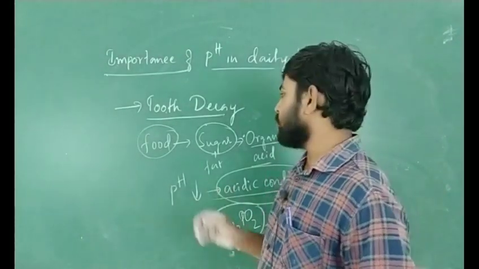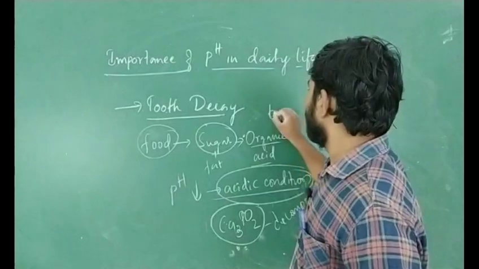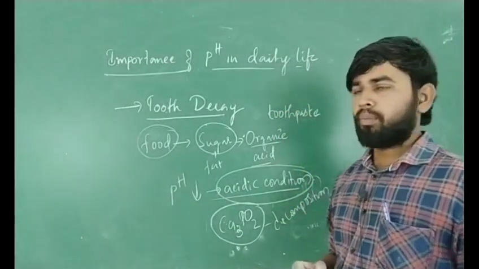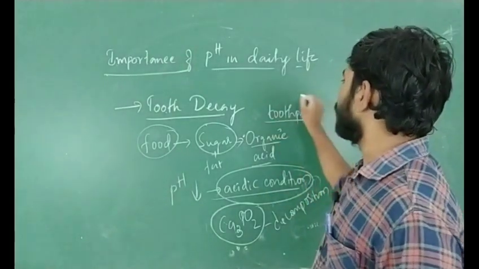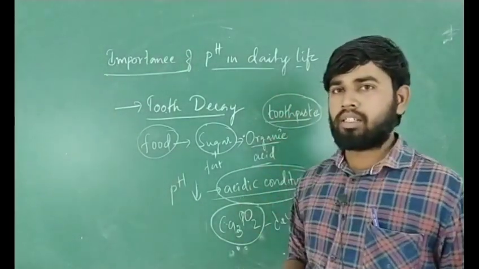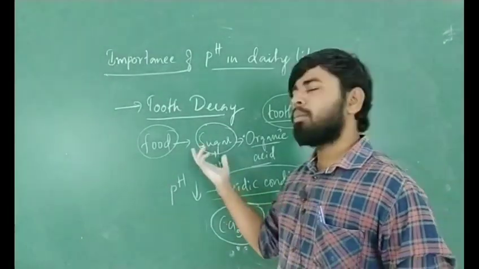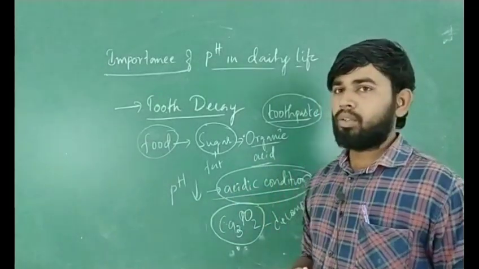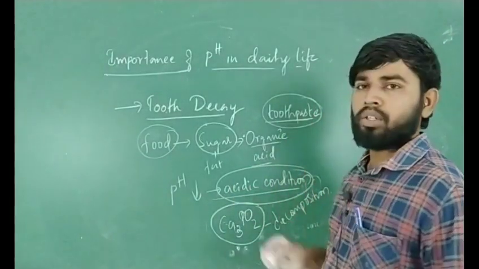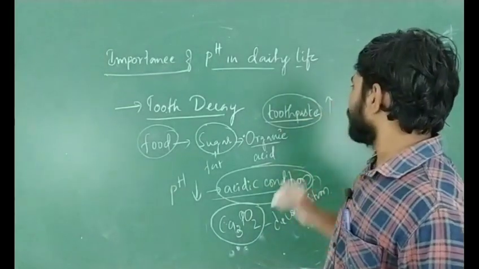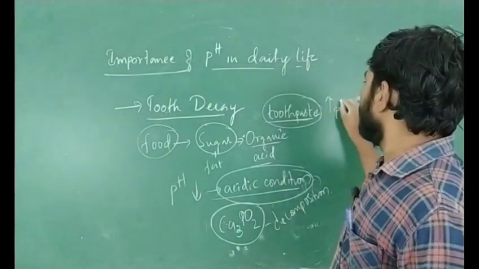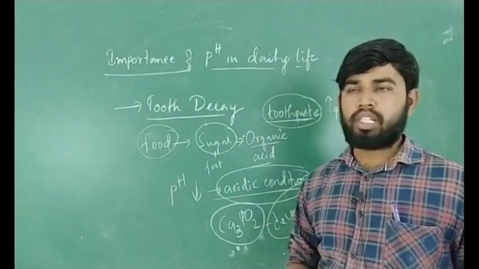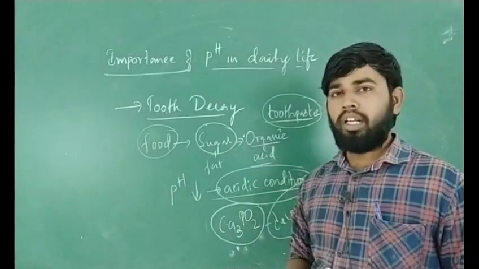So that's why we should use toothpaste after the consumption of food. After you consume the food, we should go for brushing of our teeth. If you do not, there will be production of organic acid which can cause decay of our teeth. To avoid that, we can use toothpaste, which produces bases that increase the pH or neutralize this decaying or decomposition process. That's why we should use toothpaste after eating, okay.